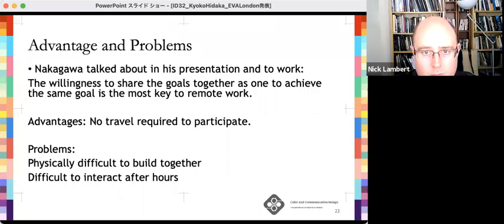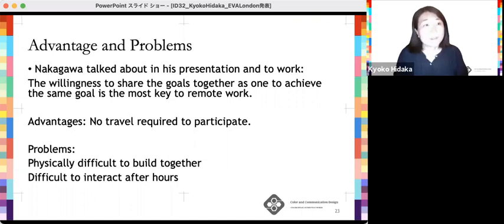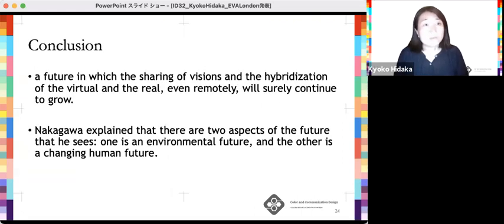Mr. Nakagawa, one of the speakers, stated that the willingness to share the goals together is the key to achieving remote work. The advantage is no travel trouble required, and the problems are that it is physically difficult to build things together, tangibly, and difficult to interact after hours to build friendship together. So here's a conclusion: the future in which sharing the vision and hybridization of the virtual and the real, even remotely, will surely continue to grow.